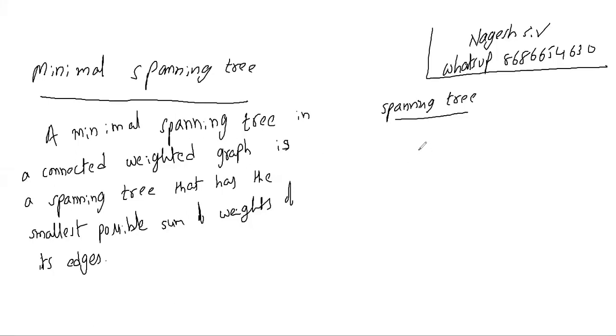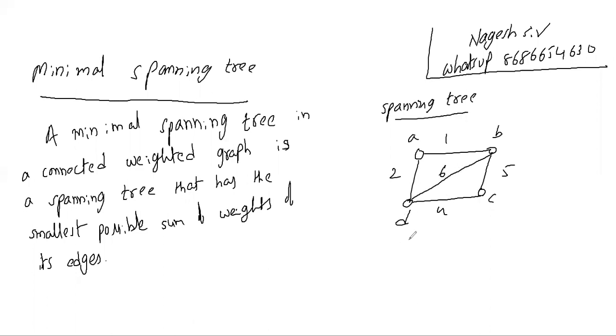For example, to understand, this is one graph, with vertices A, B, C, D. This weight is 1, this is 2, this is 4, this is 5. Suppose this is some 6. First, what is a spanning tree? The tree which covers all the vertices. So C, B. Now check it. It covers all the vertices.